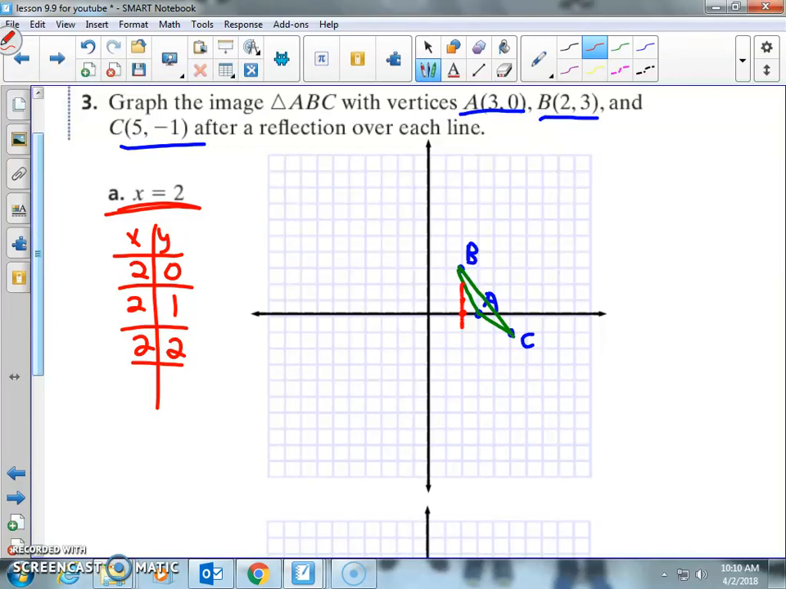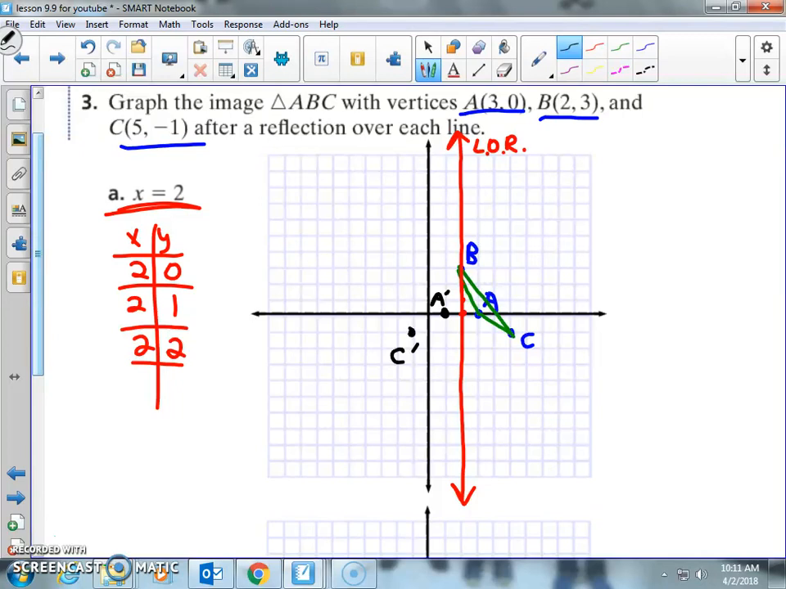So my line of reflection, right here in red, L-O-R, line of reflection. Now, just like we did before, we're going to count spaces from the dot to the line of reflection. Point A is 1 space away, so A prime is 1 space away on the other side. Point C is 3 spaces away, so C prime is 1, 2, 3 spaces away on the other side.